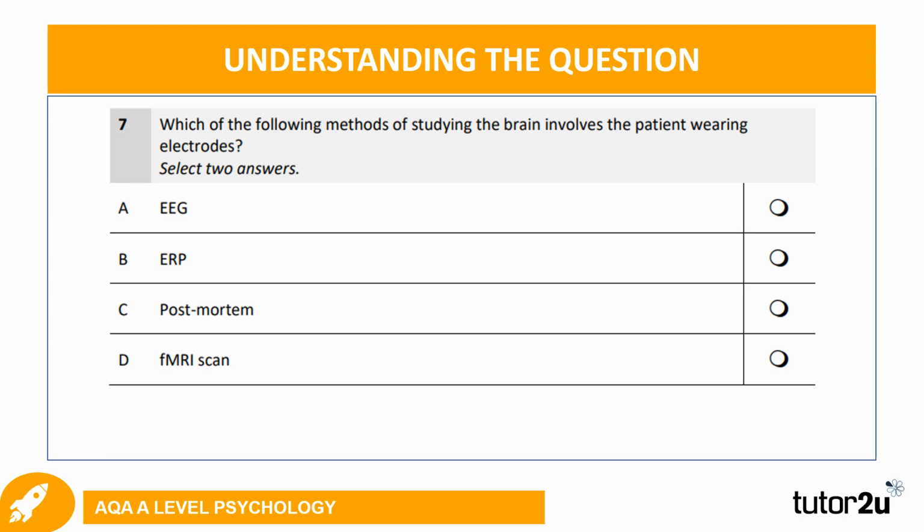Question number 7. Which of the following methods of studying the brain involves the patient wearing electrodes? Now this time you need to make sure you select 2 answers. So is it an EEG, an ERP, a post-mortem, or an fMRI scan? So remember to choose 2 letters on this one. Which of the following methods of studying the brain involves the patient wearing electrodes?